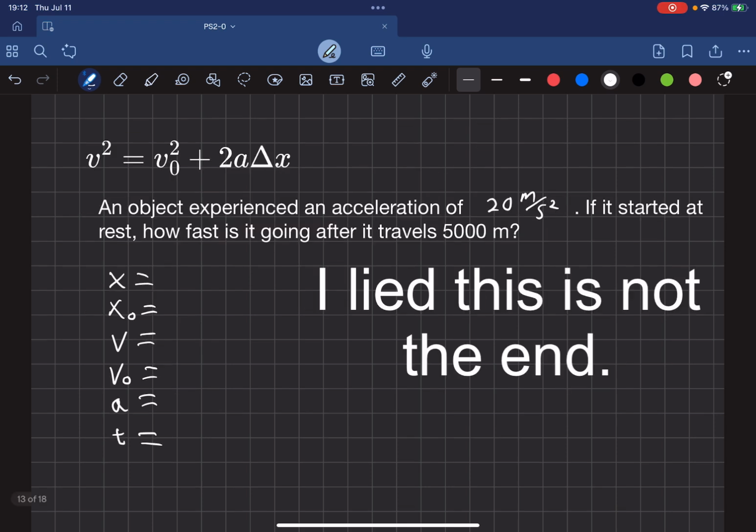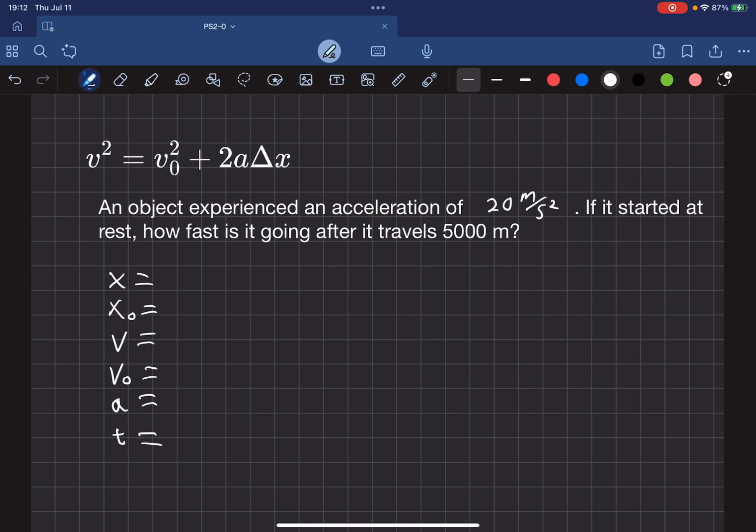And finally, let's use this last equation, the velocity squared equation, just to see an example of when this would be useful. So an object experienced an acceleration of 20 meters per second squared. So again, we're given the acceleration. If it started at rest, velocity initial equals 0. Love to see it. How fast is it going? So that's going to be our later velocity is the question mark. That's what we're solving for.